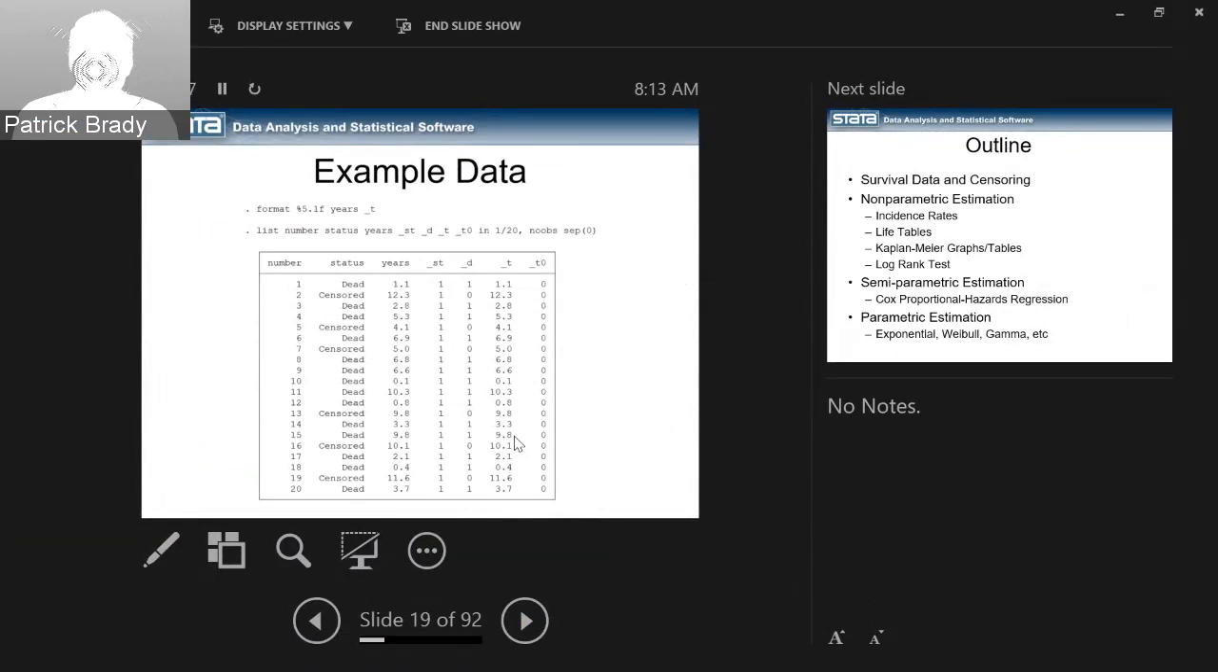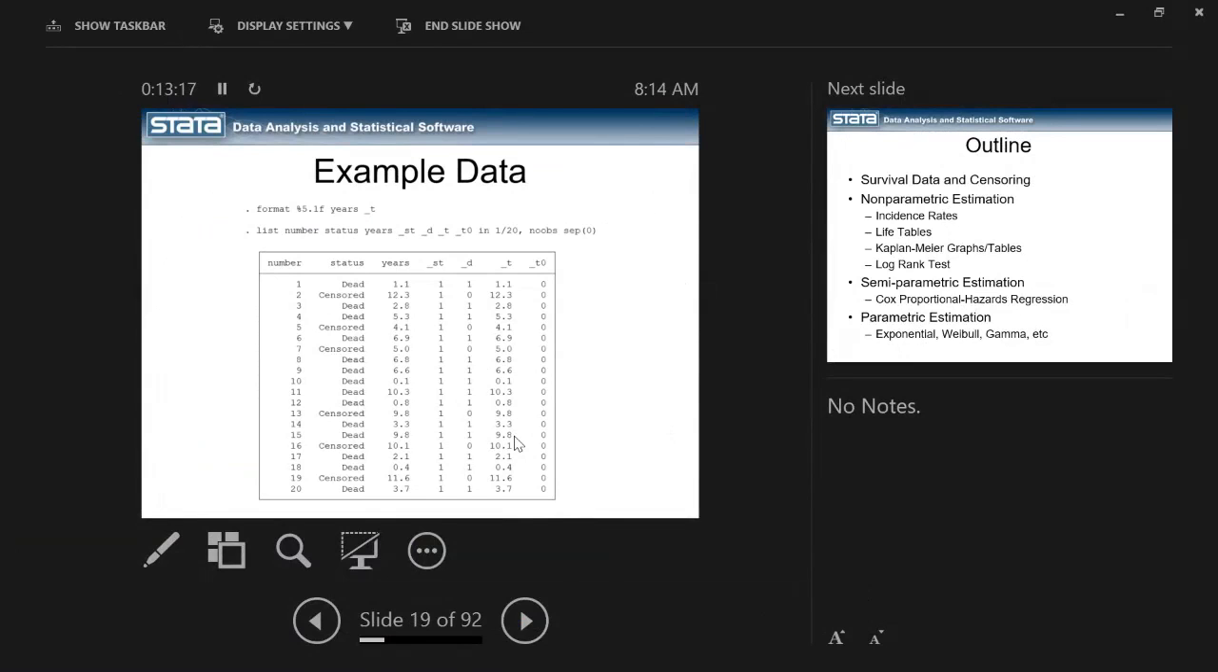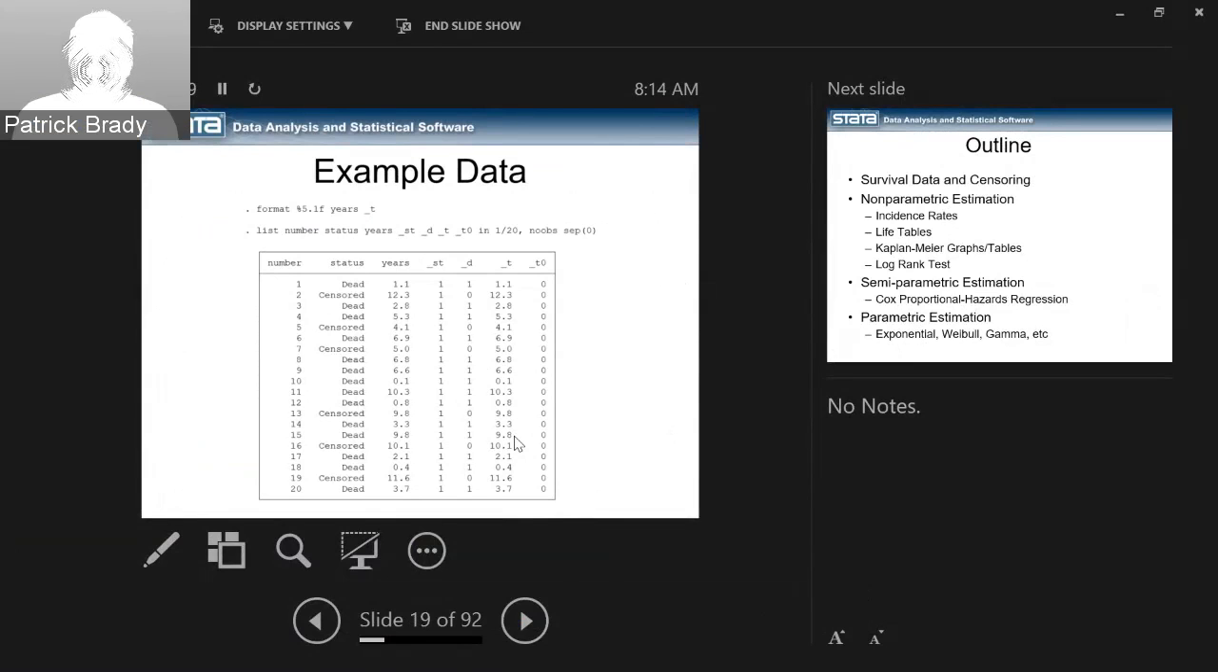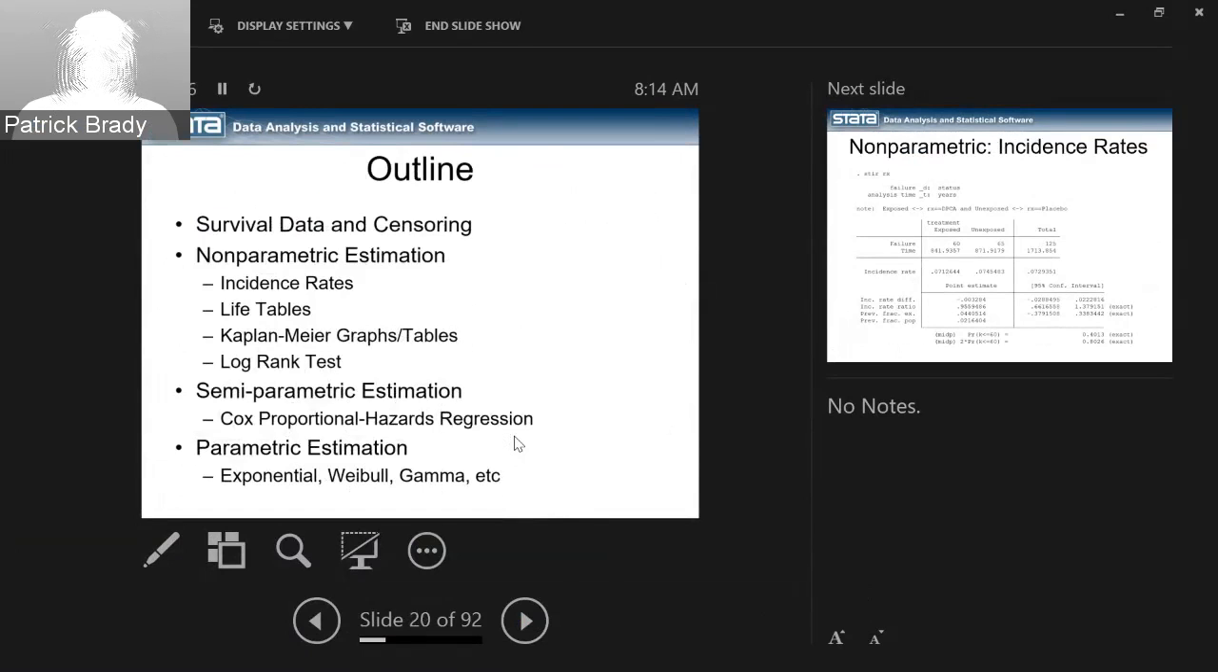So if I look at my original data, I have the number, the status, and years. Those perfectly match, in this case, to _D and _t and _t0, okay? So for instance, person number 1 here, they started at time 0, they ended observation at 1.1, which is how many years they were followed. _D is 1, which indicates that they died, okay? So for a simple data set like this, there's a one-to-one correspondence between status and time and years, years and time and status and _D.